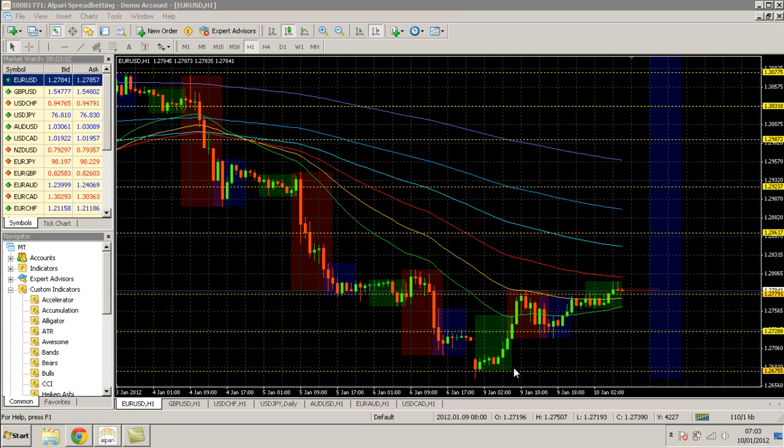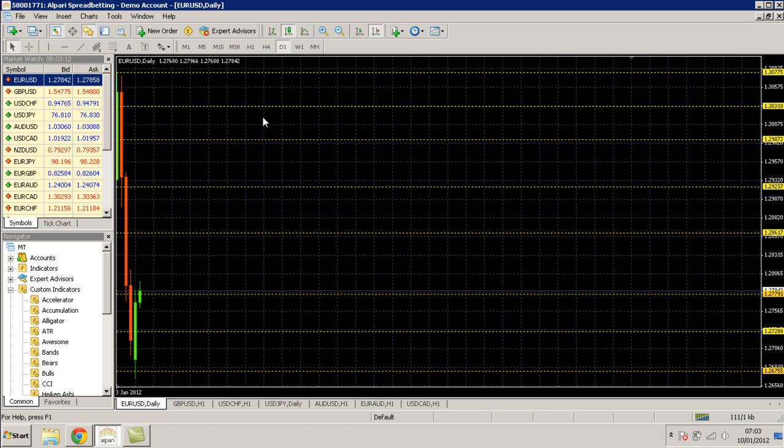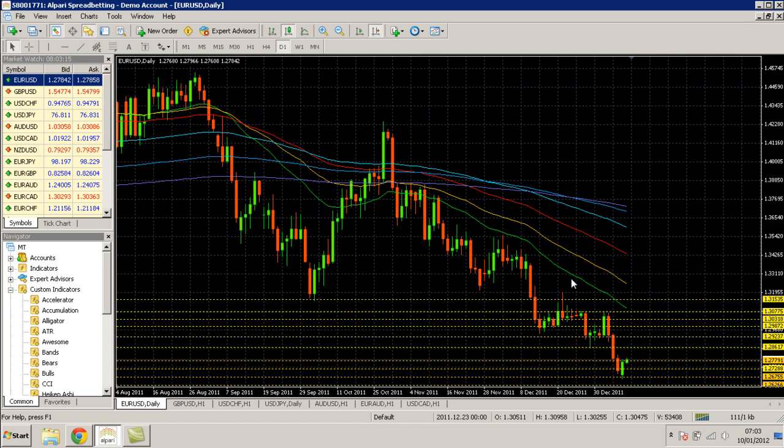It's the 10th of January and we're going to have a quick look at the markets and see what we are up to. Okay, euro dollar first of all, it being the largest and biggest currency pair, so let's have a quick look. On the daily, we've definitely got a downtrend here.